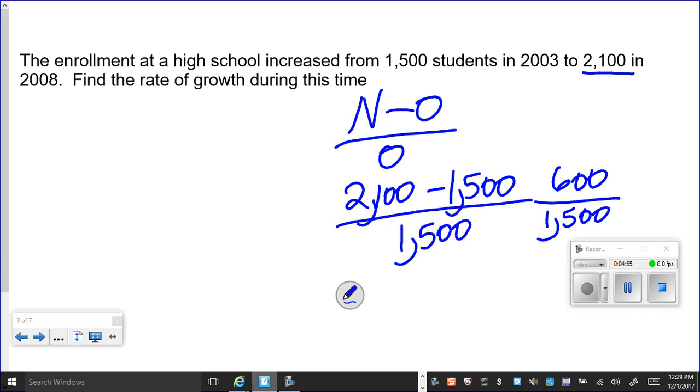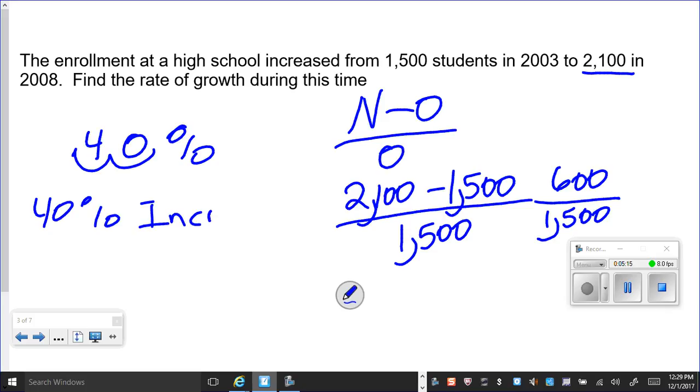And when you put that ratio into your calculator, you will get the decimal of 0.4. Again, we always want percent because we're dealing with percent increase or decrease. So we make that 0.4 into 40%. And because it's a positive number, it's going to be a 40% increase. All right, let's move on to the next one.